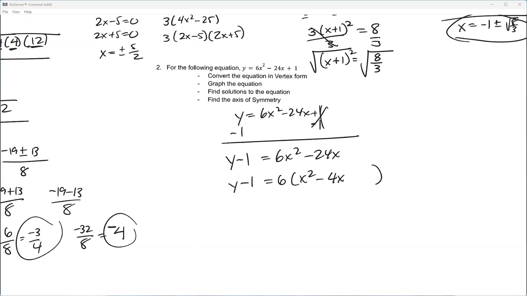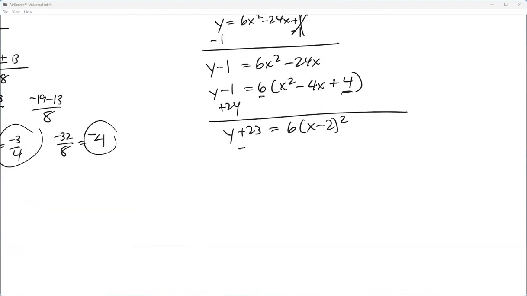And then 4 divided by 2 is 2. Square it will be 4. So I'm going to add 4 times 6, which is 24. So it'll be y plus 23 is equal to 6 times x minus 2 squared. Subtract the 23. You get y is equal to 6 times x minus 2 squared minus 23. So that's your equation in vertex form.